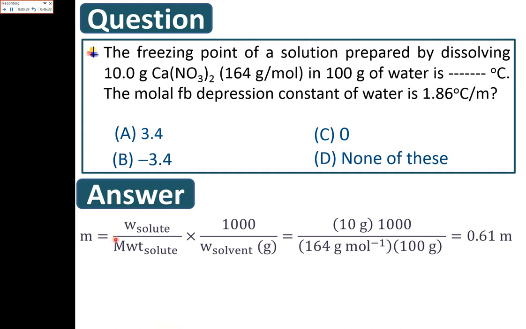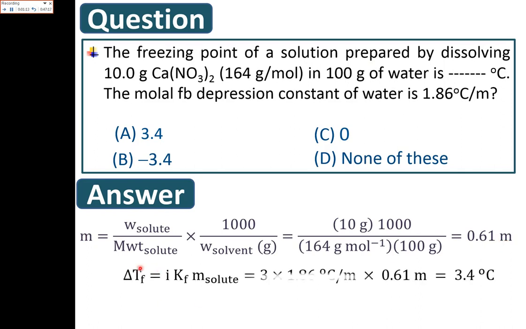First, we need to calculate the molality of this solution. This is calcium nitrate, so we need to calculate the molality, and the formula here is used to calculate the molality. This is the number of moles per kg of solvent. This is the mass of the solid over the molar mass of the solid, and this is the mass of the solvent in gram, and we divide here by 1000 to convert from the gram to the kilogram. If you apply this information, you calculate the molality to be 0.61 mole.